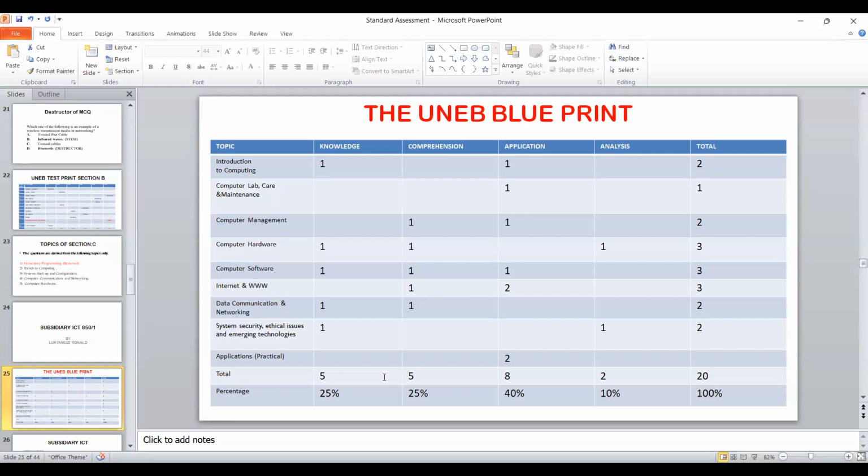Then down you can see that the percentage of knowledge is going to be 25 in this paper. Comprehension is going to be 25. Then application 40. Analysis 10%. Then I'm going to break it down.